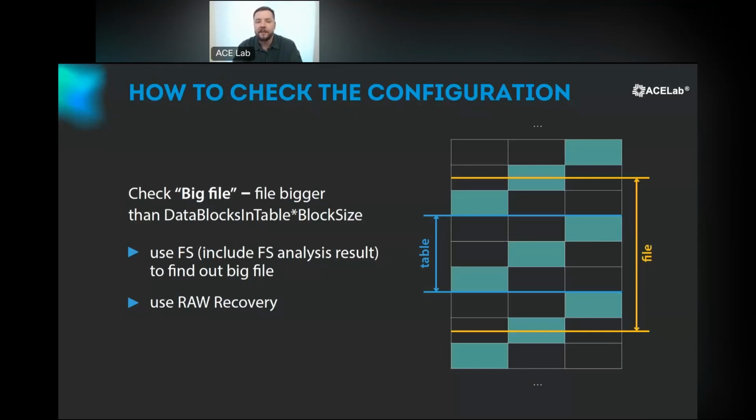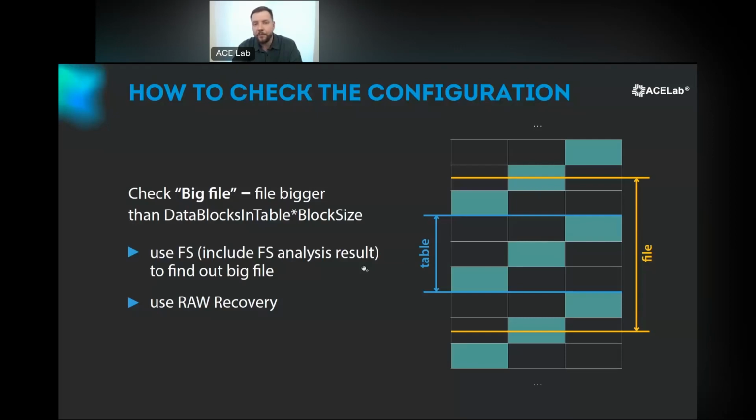A big file is a file that is bigger than your table. So what do you need to do? You need to see how many data blocks are inside your table and multiply it by the block size, and you will get the size of a big file. For example, in the picture on the right, you can see RAID 5 for three drives, and the pattern is repeated. The table contains 6 data blocks and 3 service blocks. So for this configuration, we will take 6 blocks.